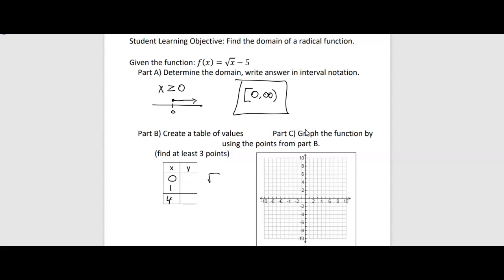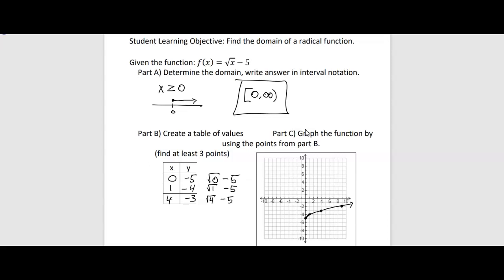So if we have the square root of 0 minus 5, that's negative 5. The square root of 1, then minus 5, is negative 4. And the square root of 4, which is 2, minus 5, is negative 3. So we have the points (0, negative 5), (1, negative 4), (4, negative 3). The next one would be 9, and that would be negative 2. And what we're getting is this square root shape.